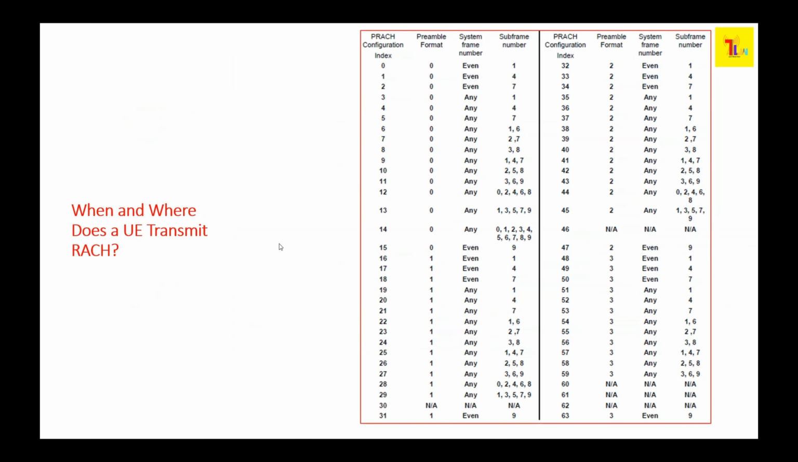Next topic, now that we understood what exactly a preamble is. Okay, now the question comes: fine, we have understood that there are 64 preambles and the preamble format. Now the question is, when and where exactly are we going to send or transmit this RACH?